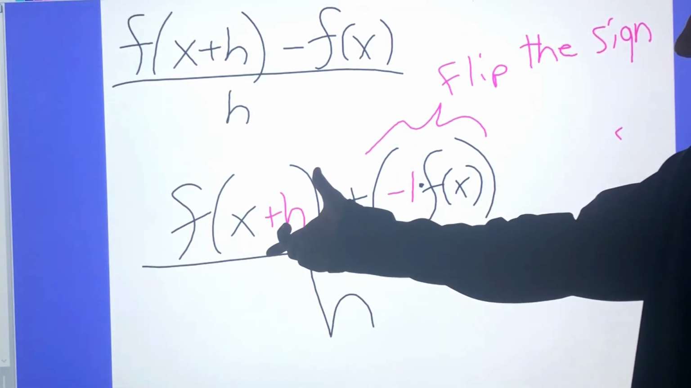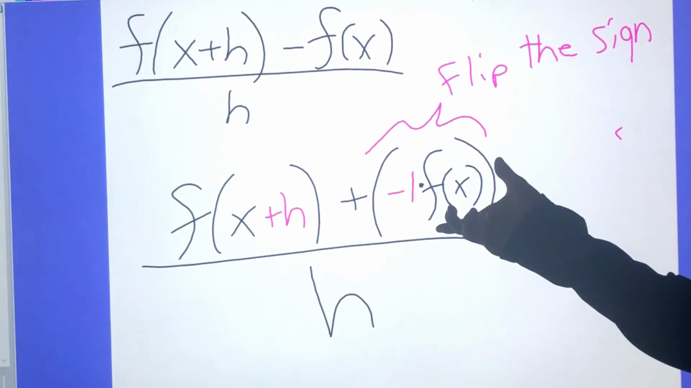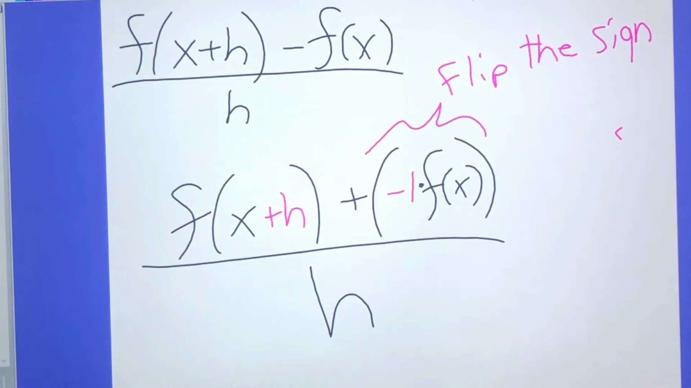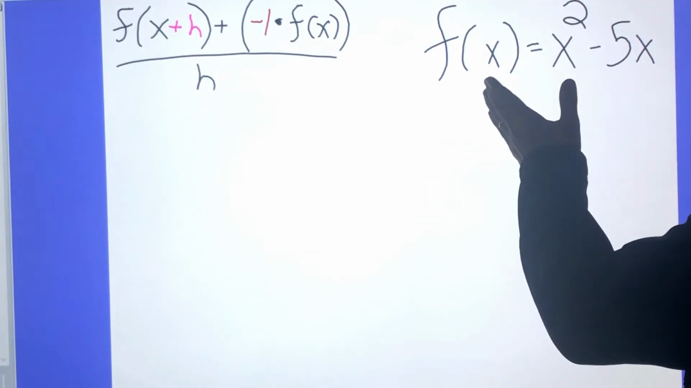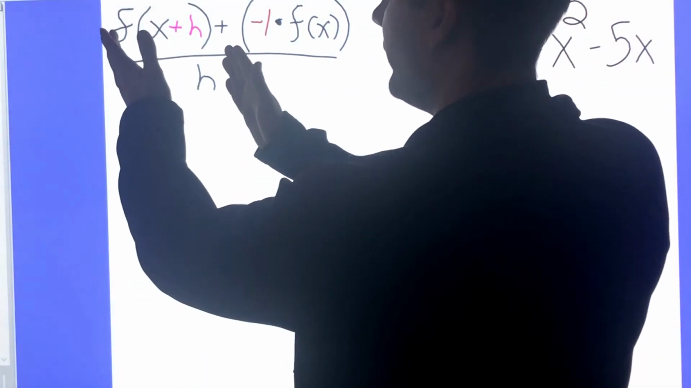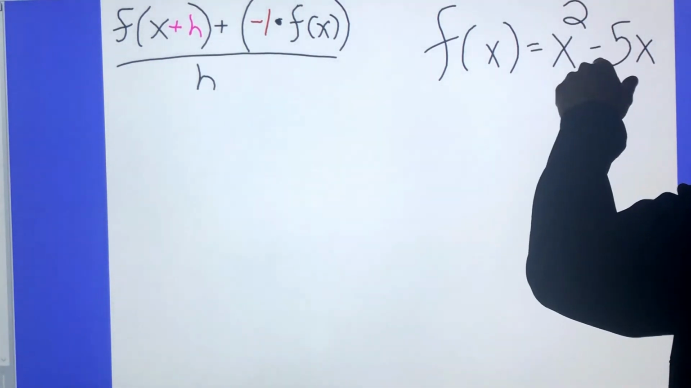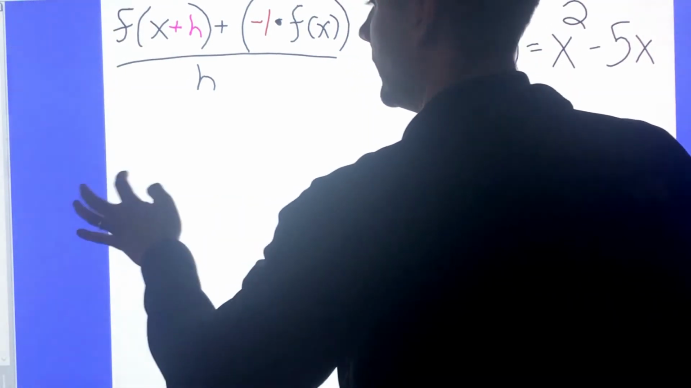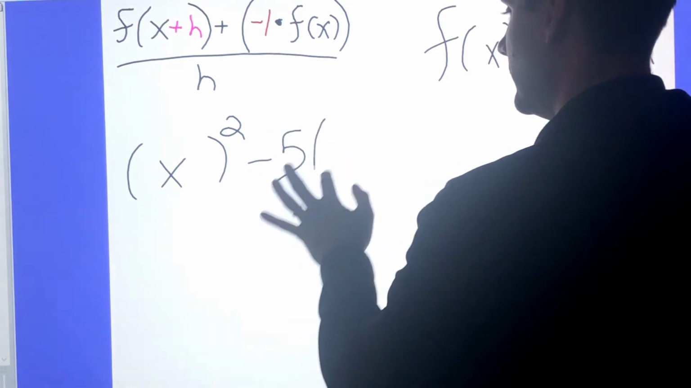So first part, take your function, add h to all the x's, and you're going to add that to the same function that you just flipped all the signs of, and then divide that all by h. Now let's look at an example. I have my function here, x squared minus 5x. First thing I want to do is to find my x plus h. Now x plus h is everywhere I have an x, I'm going to replace that with the x plus h. So I have an x squared, so x squared minus 5x.